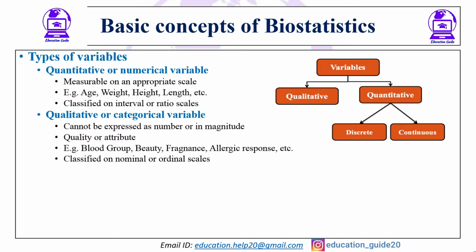Qualitative variables are also called as categorical variables. These are basically quality or attribute variables and cannot be expressed as numbers or in magnitude. For example, blood group, fragrance of a flower, beauty, allergic response in a person, etc. These variables are measured based on nominal and ordinal scales. What are these scales, how they differ, and what are their properties we will discuss in coming lecture videos.